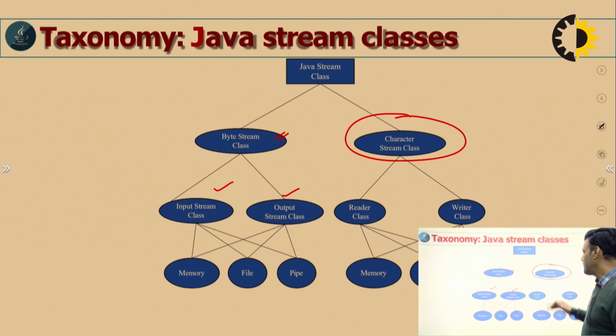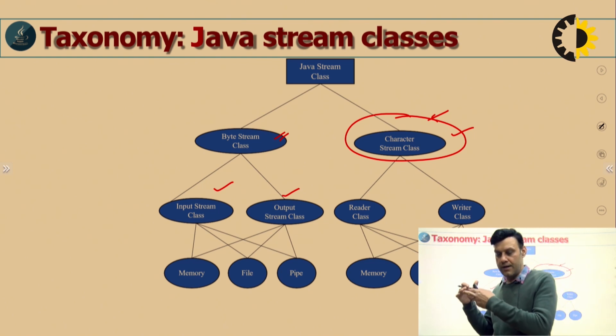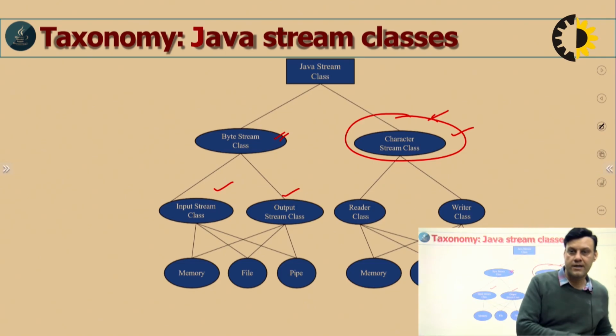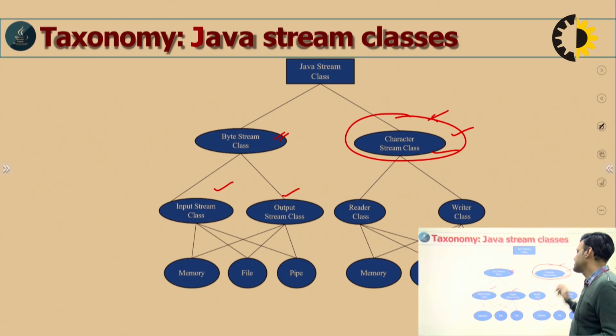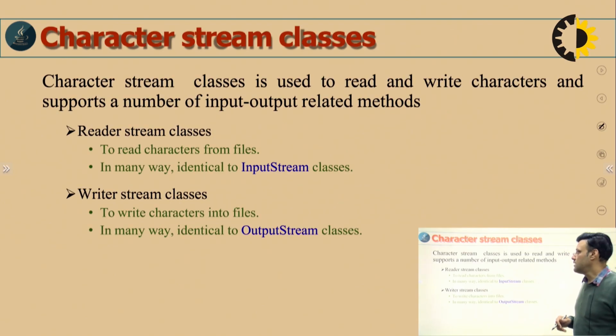Right. Now if we want to perform operations character by character, then we will use this character stream. For example, if we want to read a number of characters from one file and copy them to another file, then for that we have to use a character stream class. So the character stream class is used to read and write characters.